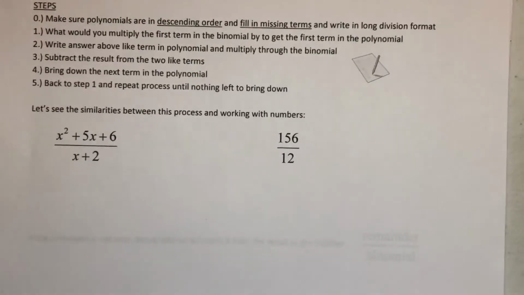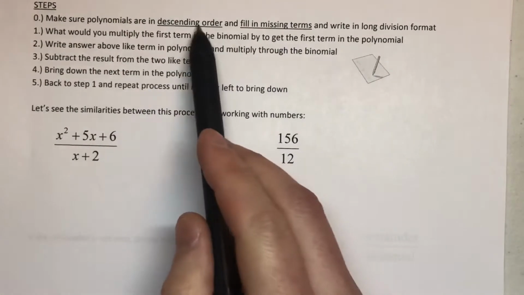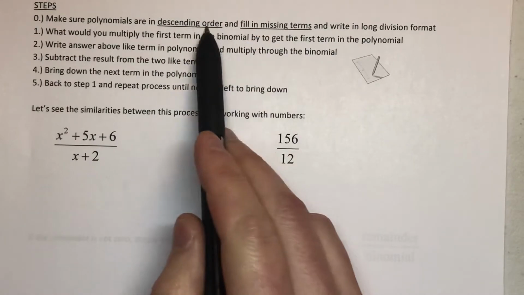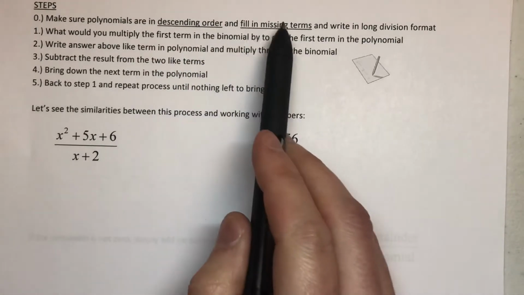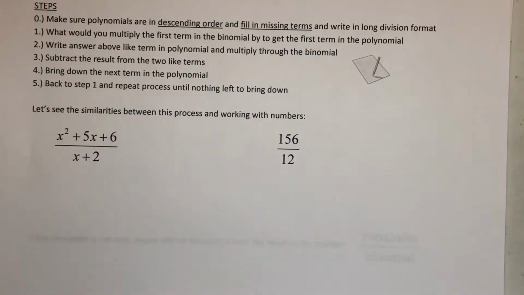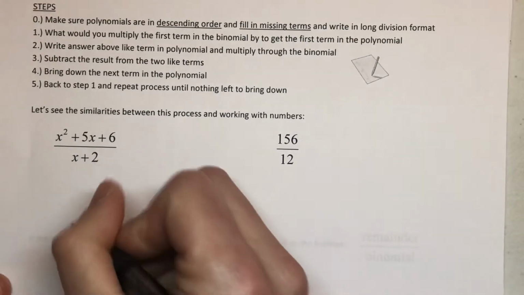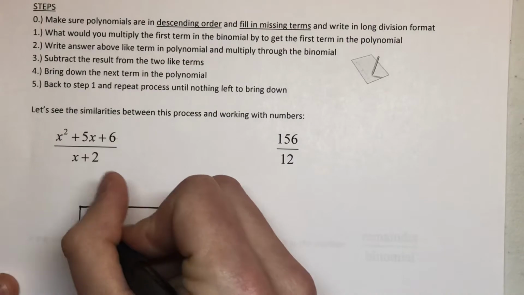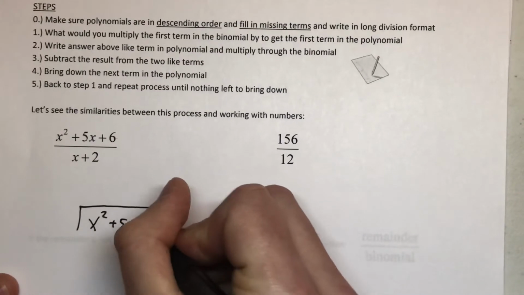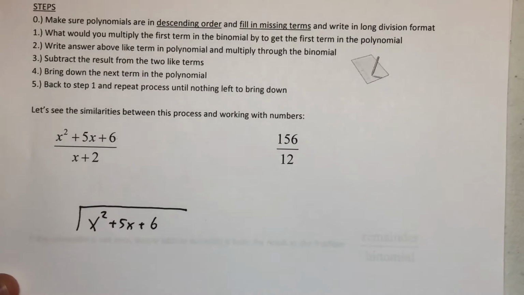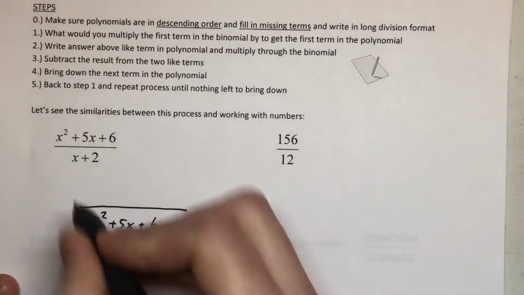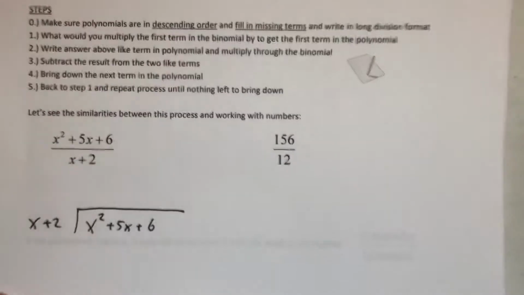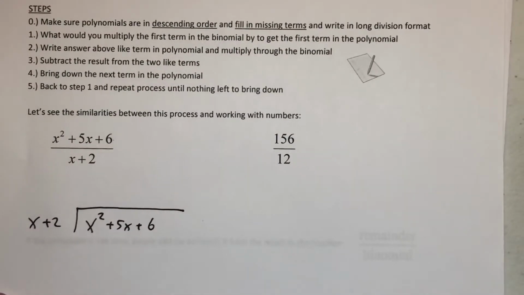The one step I will read is what I call step 0. It's the setup step, and it's that thing we just saw. We make sure that the polynomials we're working with are in descending order and have missing terms filled in when we put them into that long division format. So remember, the long division format is that division symbol where the thing you're dividing into goes inside, and x plus 2, the thing you're dividing by, goes outside. I just realized I called that the quotient. That's the dividend, and this is the divisor. The answer we get is the quotient.